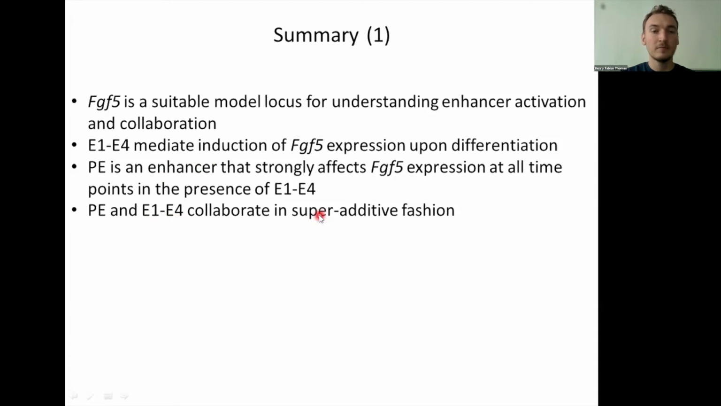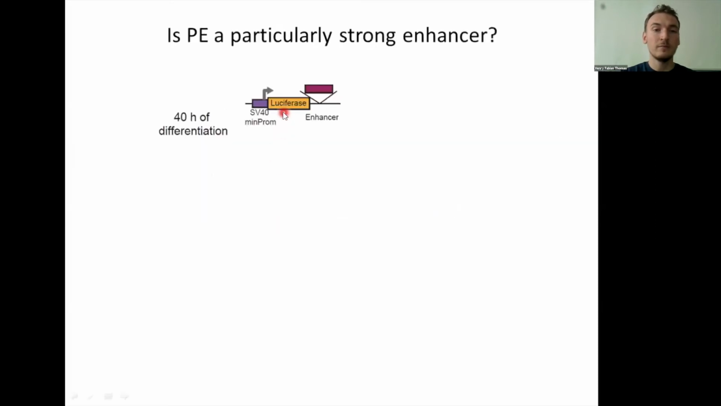For the remainder of my presentation, I want to focus on why the deletion of PE causes such a strong reduction in Fgf5 expression levels. The most obvious explanation would be that PE is simply a very strong enhancer. So to test this, we performed luciferase assays with the luciferase gene under the control of the minimal SV40 promoter. We then added different enhancers downstream of the gene and assayed the luciferase activity at 40 hours of differentiation.